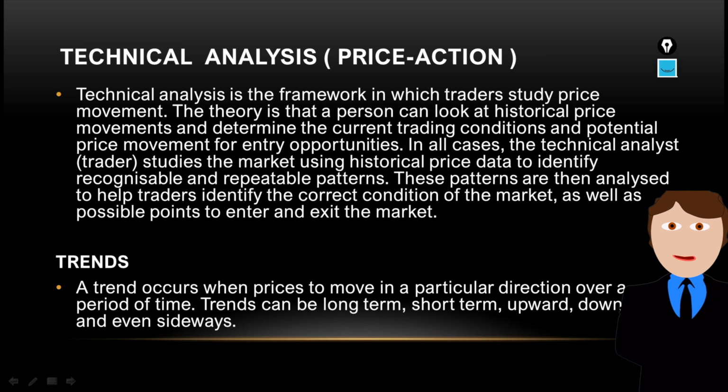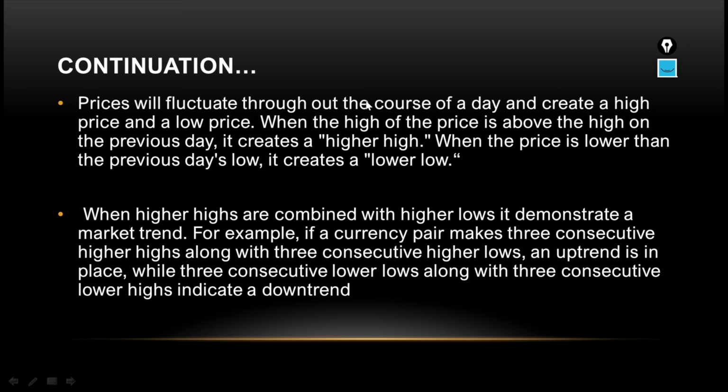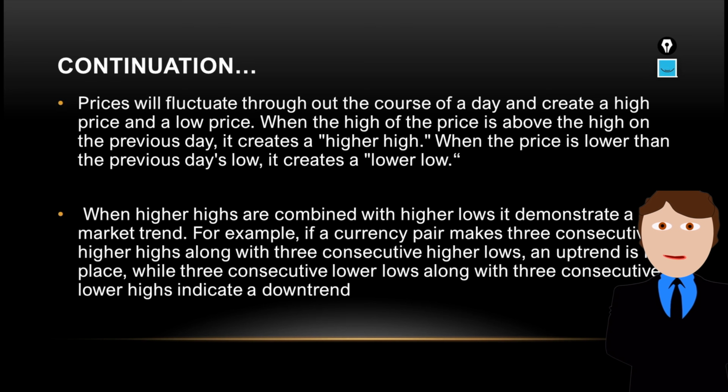So here, guys, as you saw, those are the 5 examples I wanted to give you in terms of trends. Now let's continue with the lesson. Prices will fluctuate throughout the course of the day and create a high price and a low price. When the high of the price is above the high on the previous day, it creates a higher high. And when the price is lower than the previous day's low, it creates a lower low. What this means, guys, is that when prices fluctuate, they give us a high and a low. And then now when we have a high and low, we can determine whether we are having higher highs or lower lows in terms of the market.